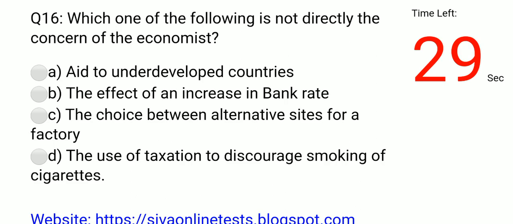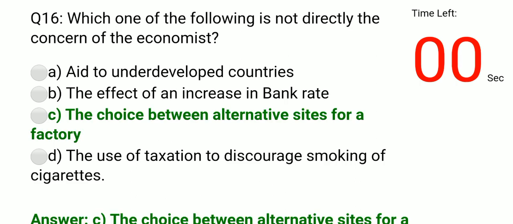Question 16. Which one of the following is not directly the concern of the economist? Options. A. Aid to underdeveloped countries. B. The effect of an increase in bank rate. C. The choice between alternative sites for a factory. D. The use of taxation to discourage smoking of cigarettes. Answer. C. The choice between alternative sites for a factory.